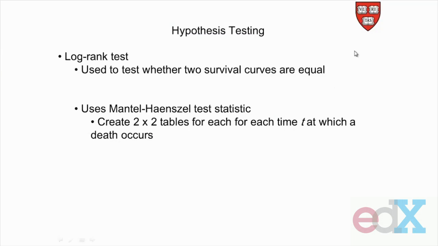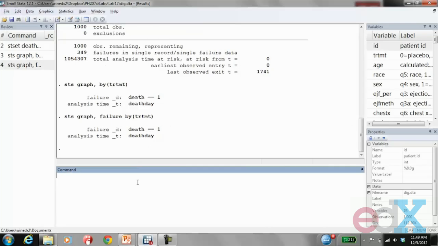So now we want to move on to hypothesis testing. And to do that, we're going to use the log rank test. And that's used to test whether two survival curves are equal. Now this test uses the Mantel-Haenszel test statistic. Essentially what it does is it creates 2x2 tables for each time t at which a death occurs. And so let's see how that's done in Stata. So the command for the log rank test is sts test treatment trtmt, comma, logrank.